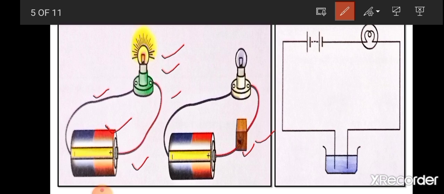In the next activity, here also you can see this is a simple circuit. Just as in the first one we have taken wood, here we have taken water in a container. So when electric current passes through it, electric current very easily can pass through the tap water, and here your electric bulb will glow. It means that water is an electrical conductor.